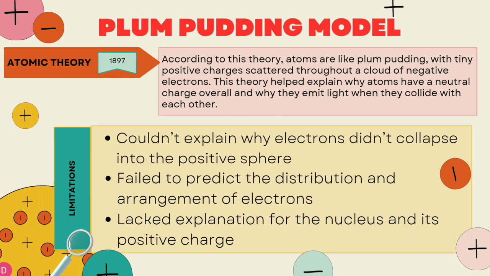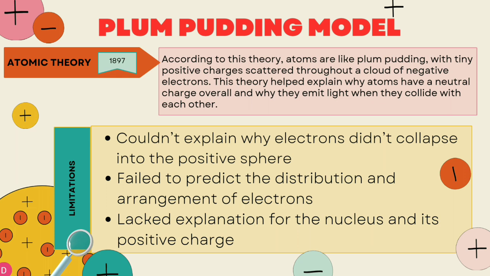Plum pudding model. According to this theory, atoms are like plum pudding with tiny positive charges scattered throughout a cloud of negative electrons. This theory helped to explain why atoms have a neutral charge overall and why they emit light when they collide with each other.